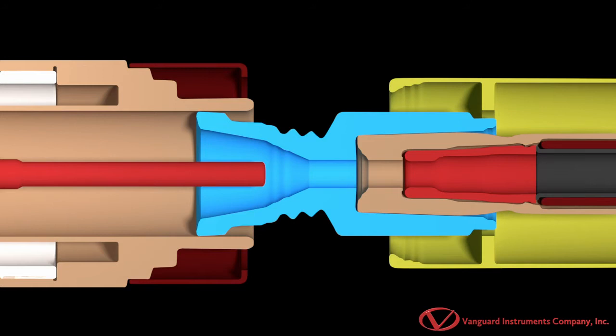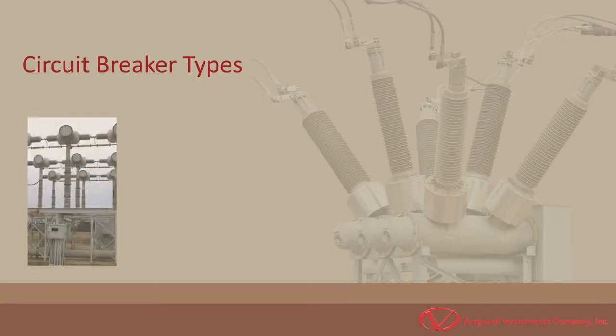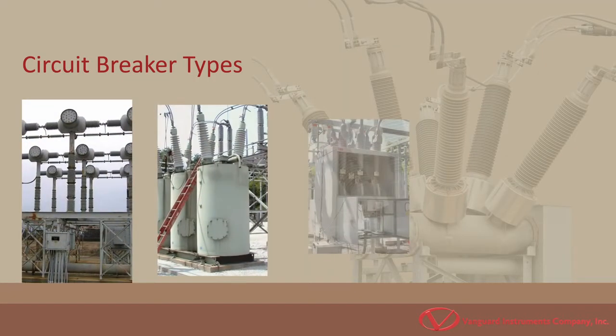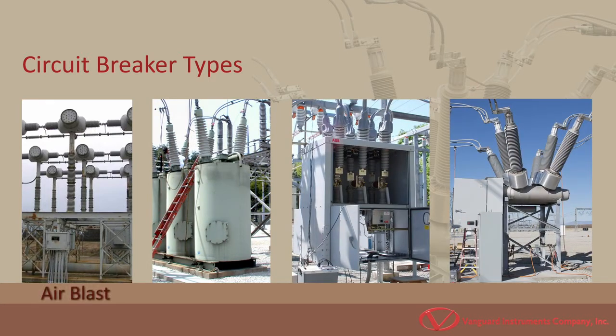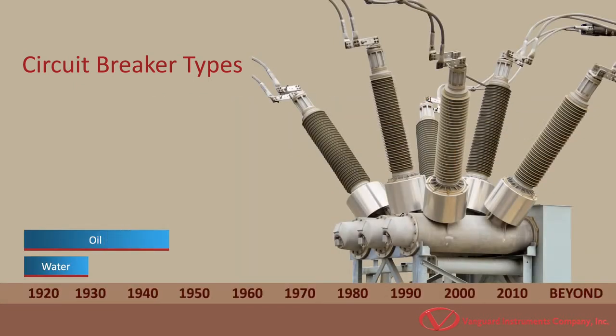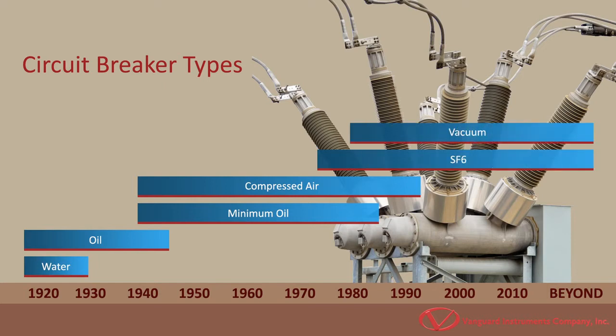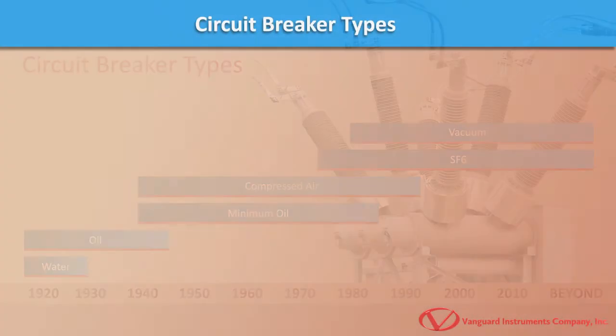Circuit breakers commonly feature an arcing chamber where the arc is intensively cooled by insulating media. Breakers are classified based on the insulating media used for arc suppression. The main four breaker types are air blast, oil, vacuum, and sulfur hexafluoride, SF6. This timeline shows the popularity of each breaker type over the years. Most breakers today are either vacuum or SF6 breakers due to their smaller size.